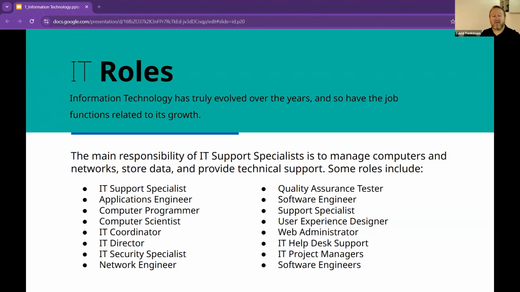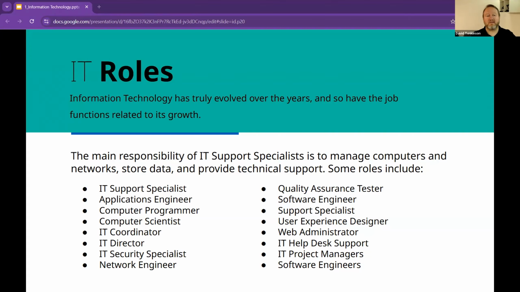Some of the roles, I'm going to read them all out because there's loads up there. IT support specialist is probably one of the prevalent ones, okay? You might get a first line support job, second line support job. You might become an application engineer, a guy who may well be designing the applications. A computer programmer, obviously where you write code.